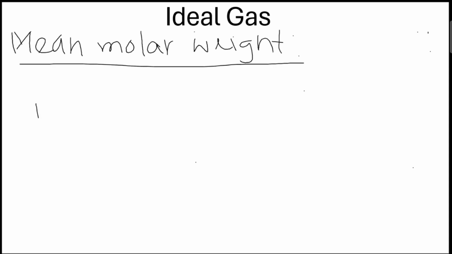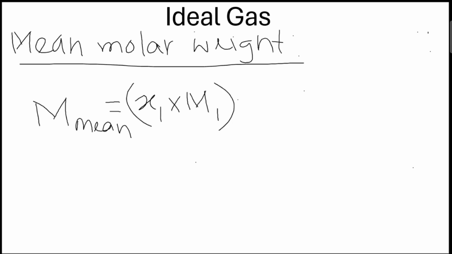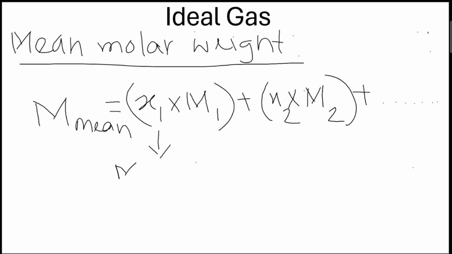Lastly, we will learn how to calculate the mean molar weight of an ideal gas. The formula says that in order to find the mean molar weight, we have to multiply the mole fraction of each gas with its molar mass and then add all of them together.